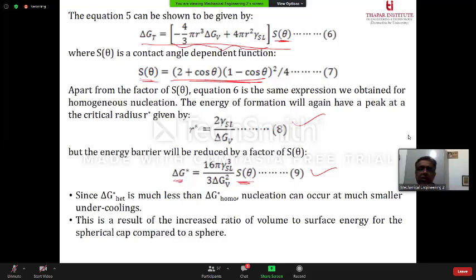Yeah, please. So what you observe over here is that delta G for heterogeneous is much lesser than the delta G for homogeneous, which I explained earlier also, that delta G for homogeneous requires around 25%, whereas the delta G requirement for heterogeneous is around 10%.